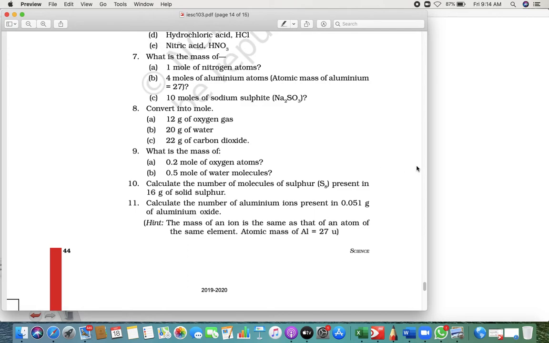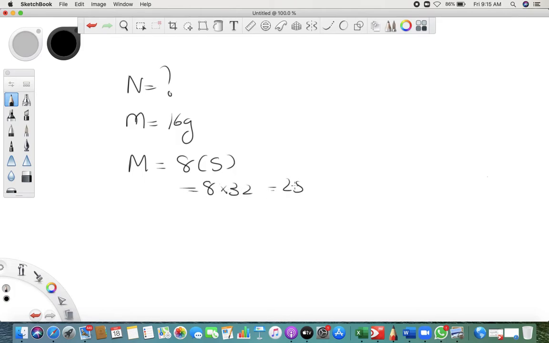Calculate the number of molecules of sulfur present in 16 gram. So basically we are finding the number of molecules, so now capital N we have to find out. Small n, the mole, is not given to us; they have given us gram. So small m is given as 16 gram. Now solid sulfur is S8, so 8 into 32, that is 256 gram. And N0, that is Avogadro's number, is 6.022 into 10 raised to 23.